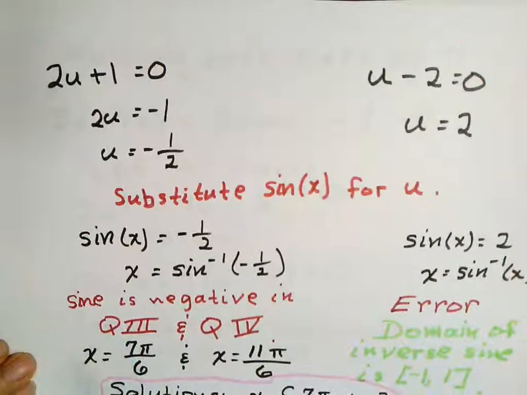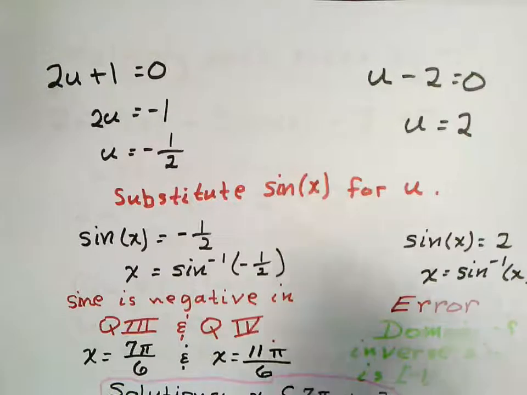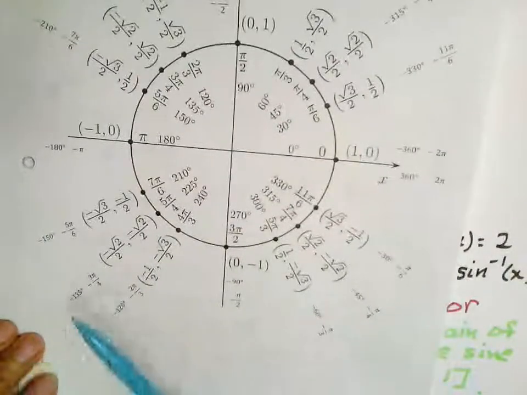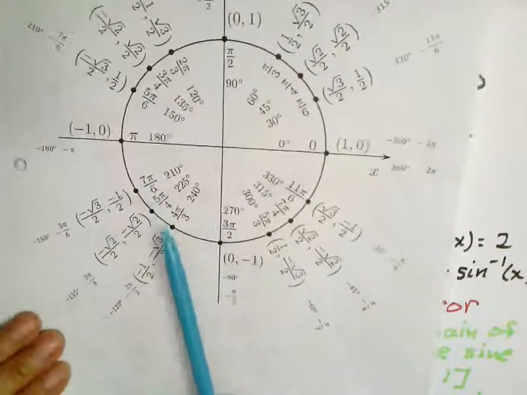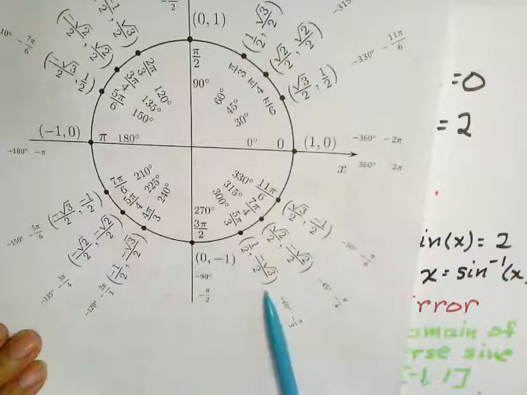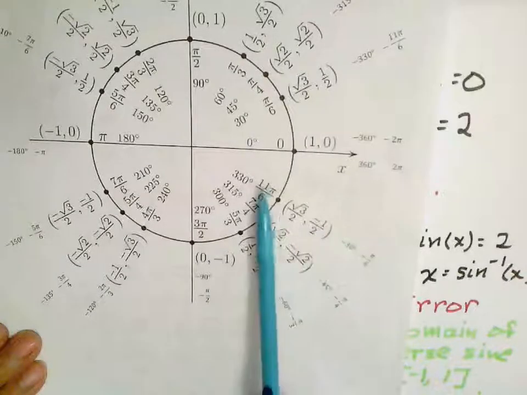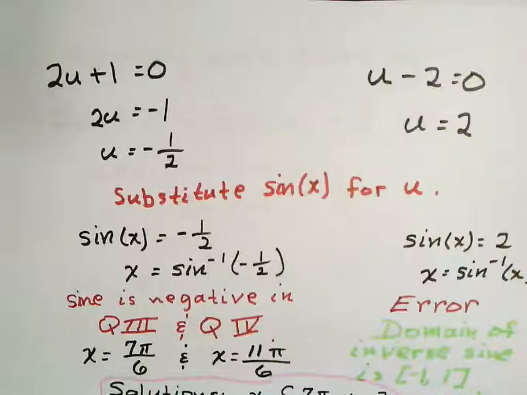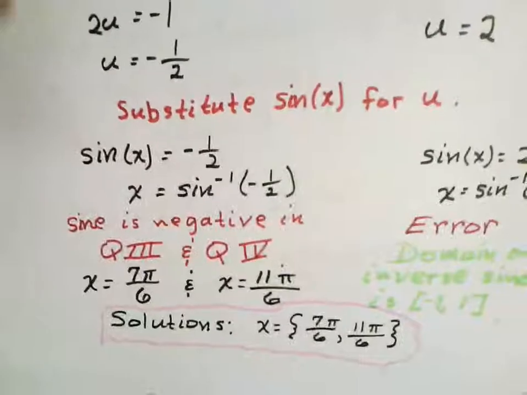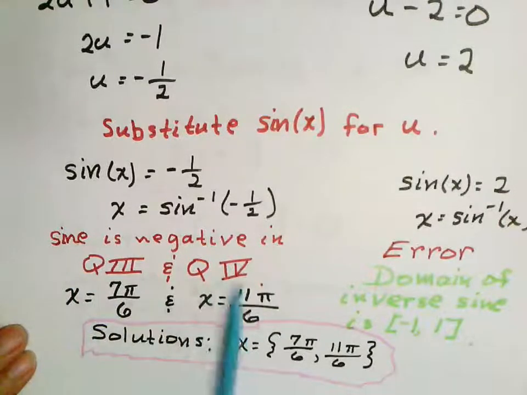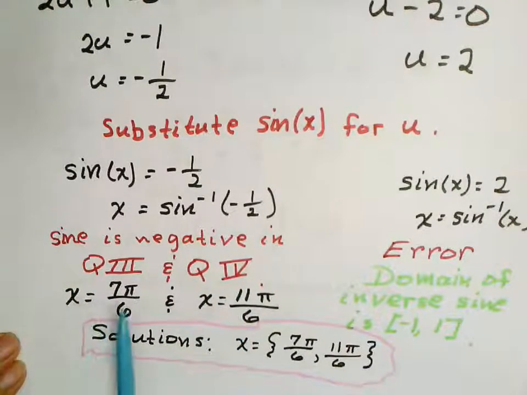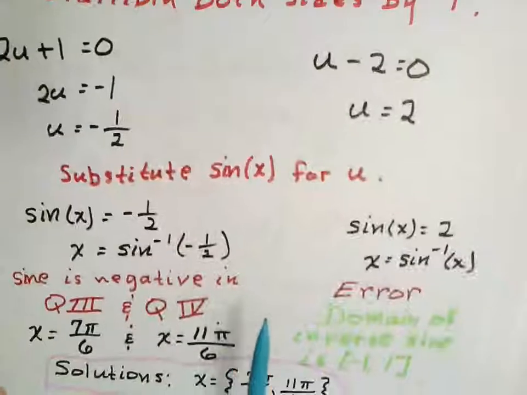And sine is negative in the third and fourth quadrants. So if we go to the third quadrant, we want a sine that is negative 1/2. And sine, remember, is the y-coordinate. So it's right here, 7 pi over 6. And over here in the fourth quadrant, where the sine is negative 1/2, it's 11 pi over 6. So we have here that the sine is negative in these two quadrants. So we have one solution to be 7 pi over 6 for x, and the other angle to be 11 pi over 6.